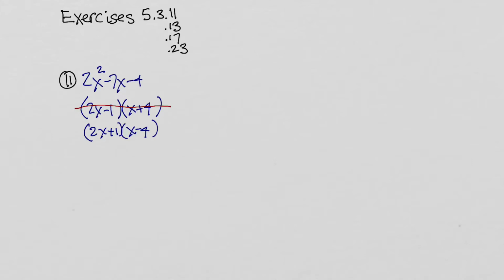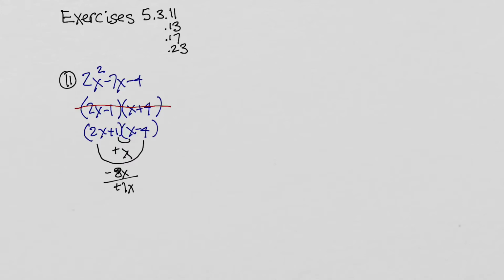Let's try the next one here. So in this case, we've got the 2x squared. We're good there. Now look at this one. We've got negative 8x plus x. Let's write it out here. So the outer product is negative 8x and then plus x. All right? That's a plus 7x.